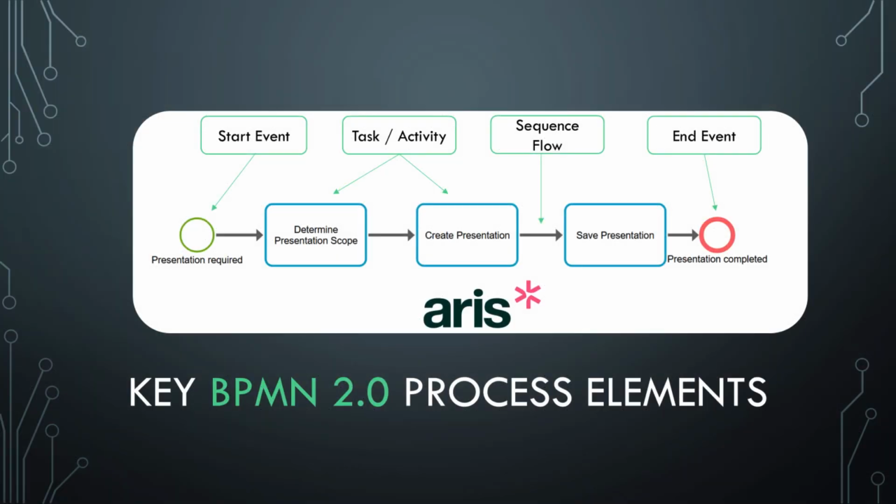Let's quickly recap the elements we used in this process model. Every process starts with a Start event, which represents the trigger of the process. Next, we have task elements, which represent the activities or steps performed during the process. At the end, we have an end event, which indicates that the process has been completed. All of these elements are connected using sequence flows, which define the order in which activities occur within the process.